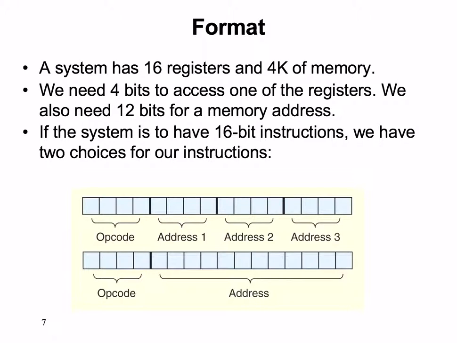So in this video, we talk about the format of the instruction. Let's say we have a system with 16 registers and 4 kilobytes of memory. Basically, we need 4 bits to access one of the registers because 2 power 4 equals 16. And we need 12 bits for a memory address because 2 power 12 equals 4096, so that's the 4 kilobyte memory.